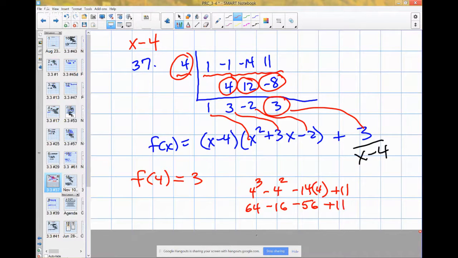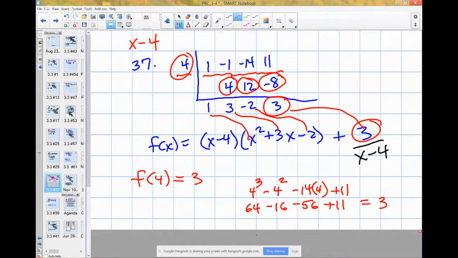So a little bit of arithmetic here. 64 minus 16, that's 48. And if you take 48 minus 56, that's -8. And -8 plus 11 is 3. So we showed that when you take f of 4, you really do get the remainder of 3.